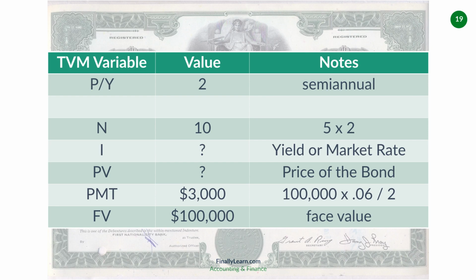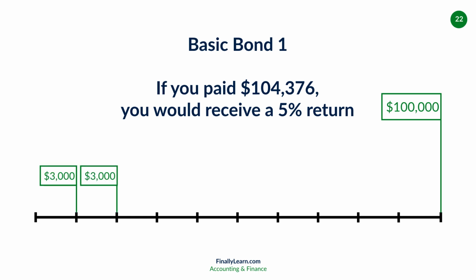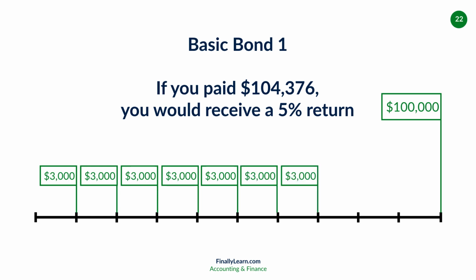What if the yield is 5%? If the yield's 5%, then we can calculate it with time value of money, and that's $104,376. So at 5%, you're going to pay $104,000. If you pay that, you're going to receive a 5% rate of return. So if you paid $104,000, you'd receive $3,000 along the way and $100,000 at the very end. That is a 5% rate of return.